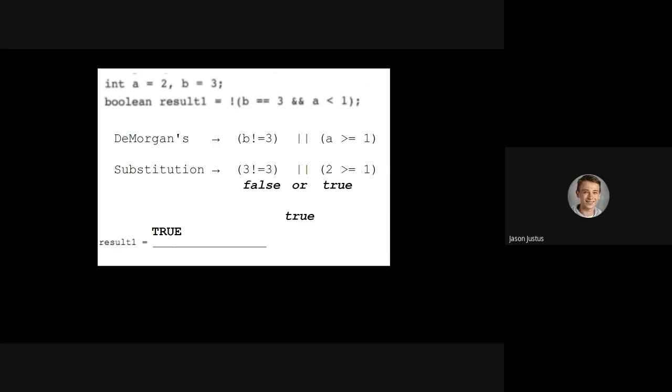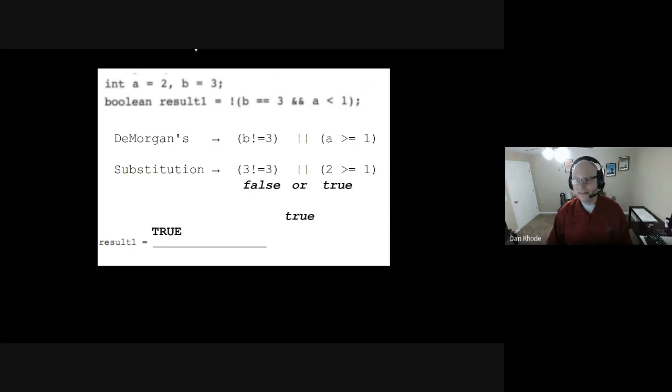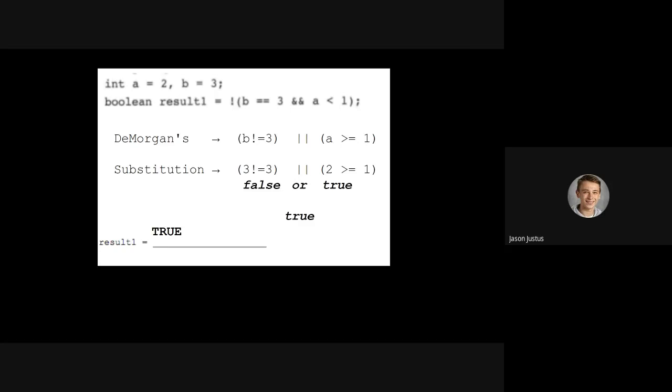Wow. I have a question. Yeah, please. So the exclamation mark is outside of the parentheses over everything, but why is it not put in front of the A as well?